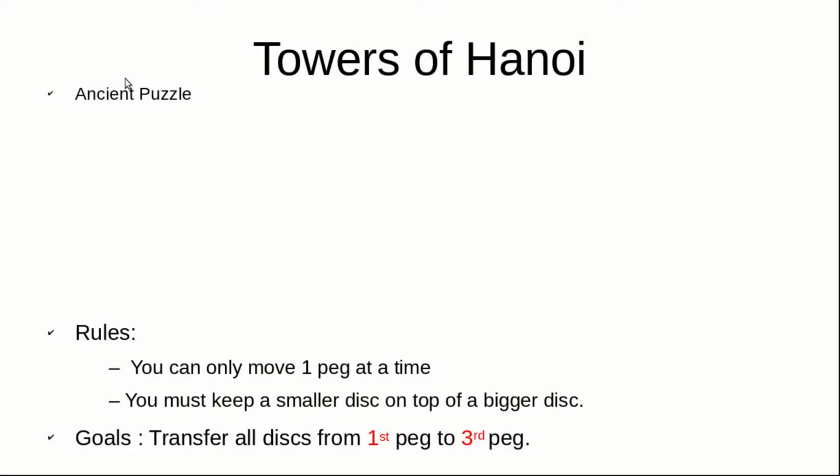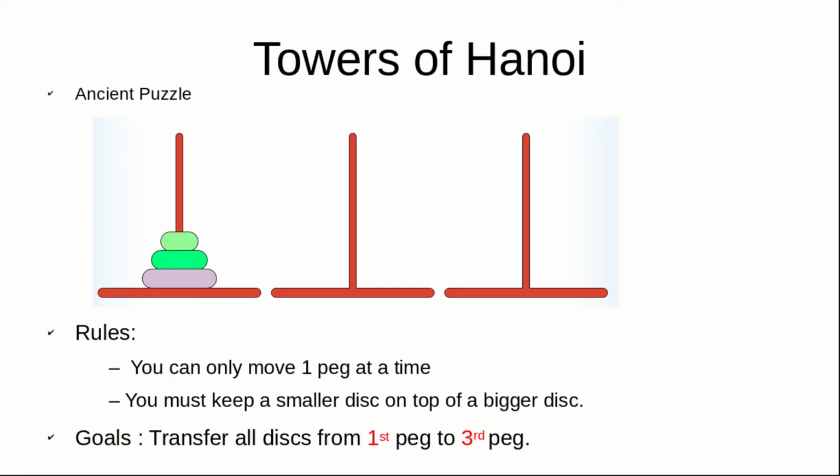So we are going to look at an ancient puzzle called Towers of Hanoi. In these puzzles, the rules are pretty simple. You can only move one disk at a time, and another rule is that you must keep a smaller disk on top of a bigger disk. That is, you cannot keep a bigger disk on top of a smaller disk, and the goal is to transfer all the disks from the first peg to the third peg. So this is our goal in this ancient puzzle.